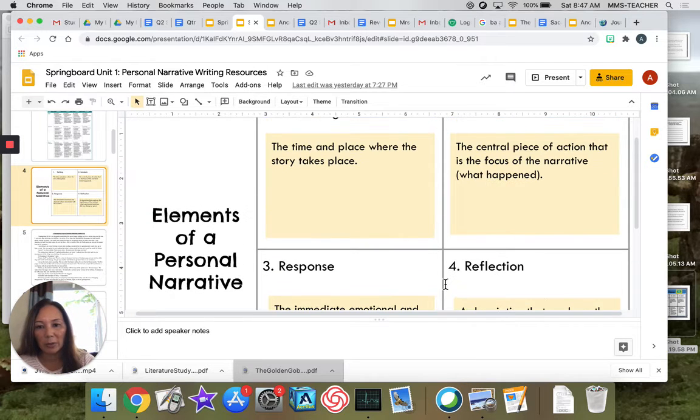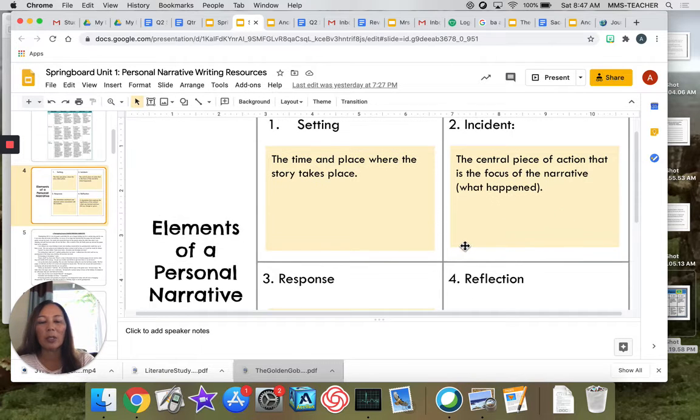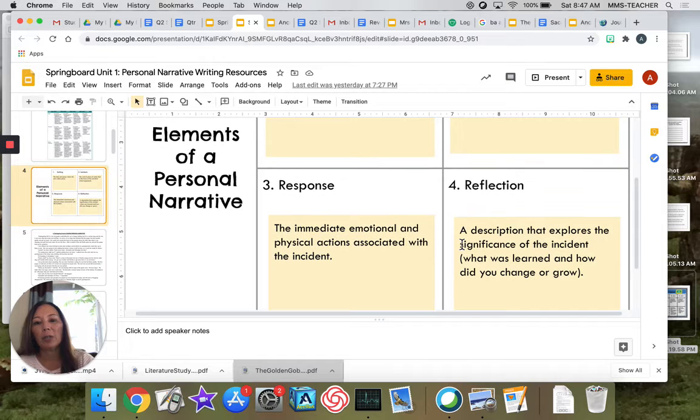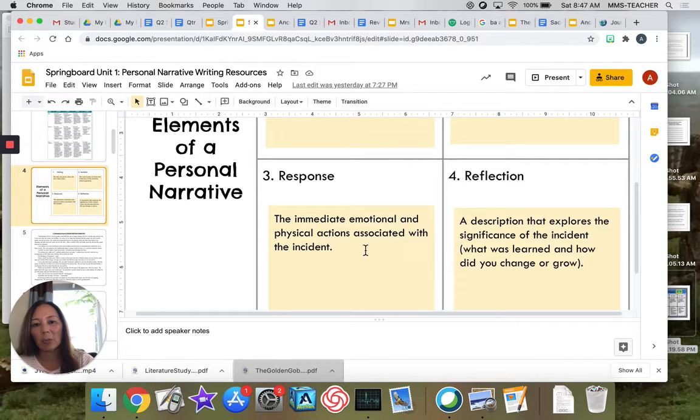Okay, now these are the 4 elements of a personal narrative. So in a narrative, you would include the setting, you would include the incident, what happened in the story, in your narrative. 3, a response to that incident. So what were your immediate emotional and physical actions associated with the incident? And last, 4, a reflection.